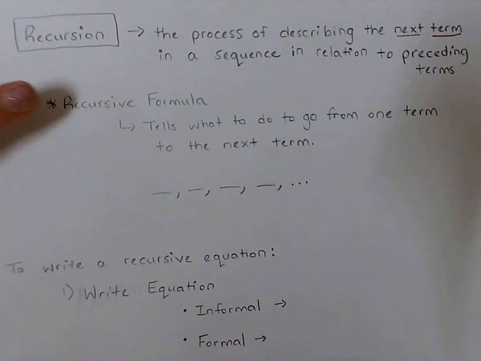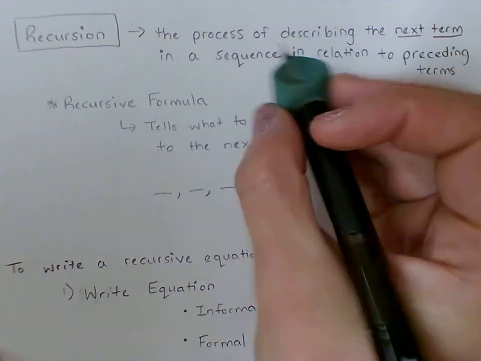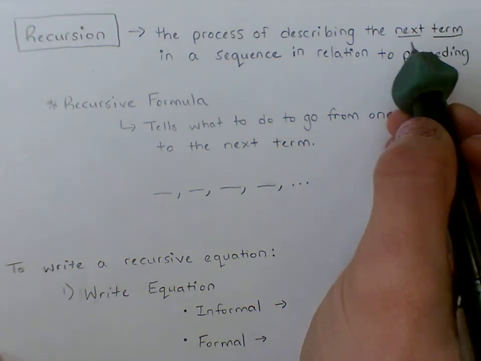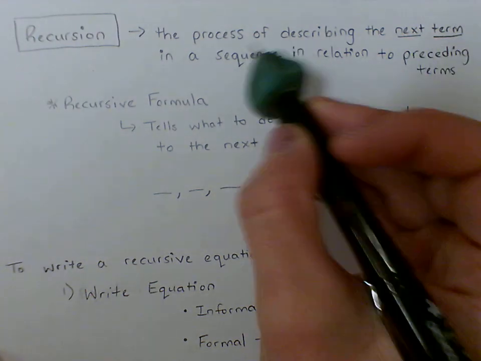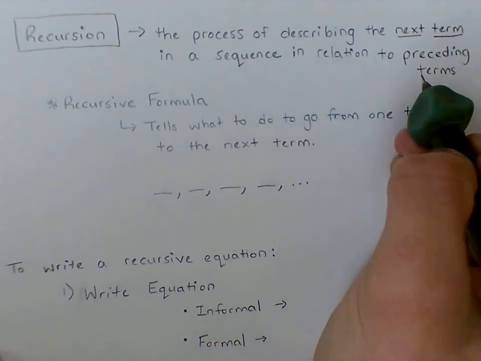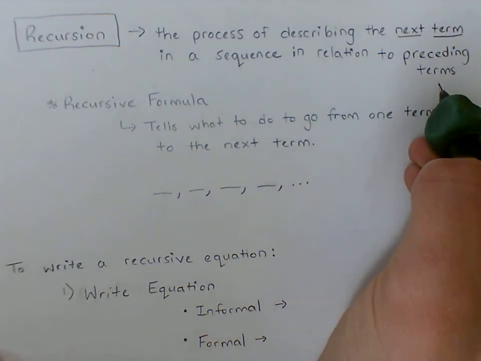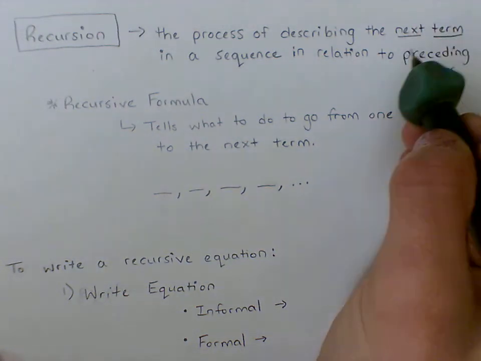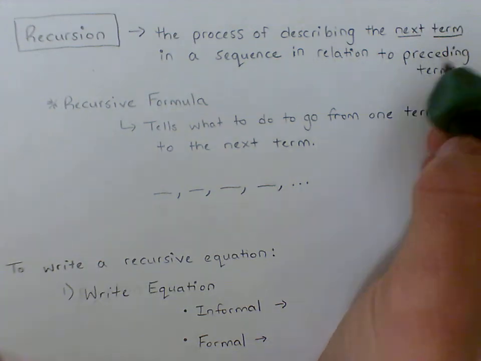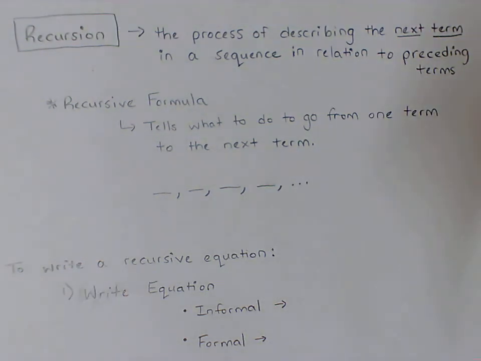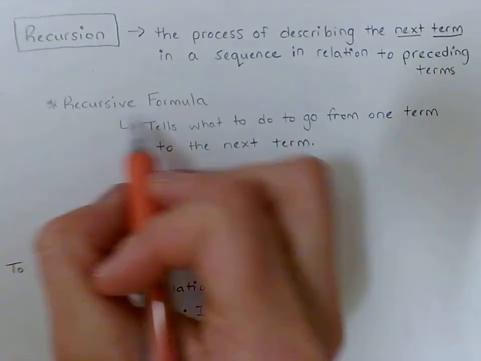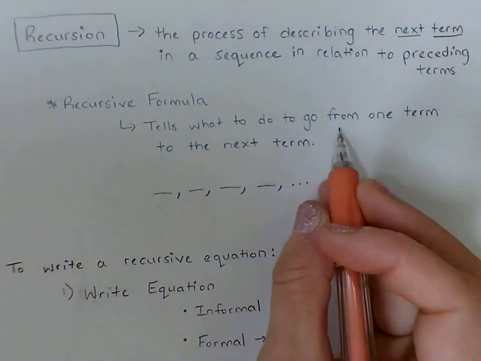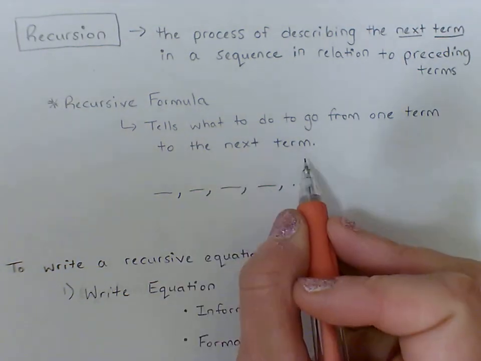So recursion in general is the process of describing the next term. It's a process telling you how to find the next term in a sequence, but in relation to the preceding terms. So it's telling you how to find a term in your sequence by looking at the terms that are before that term, okay? And so when you write what's called the recursive formula, you're telling what to do to go from one term in your sequence to the next term, okay?